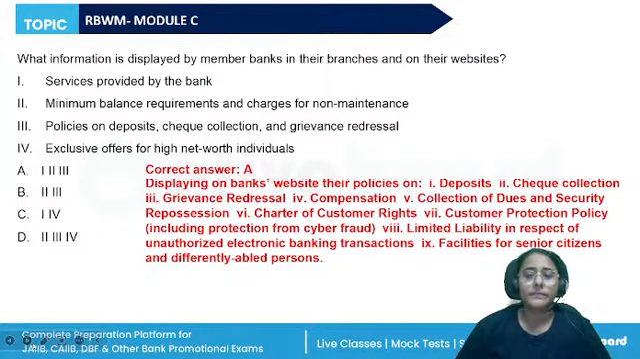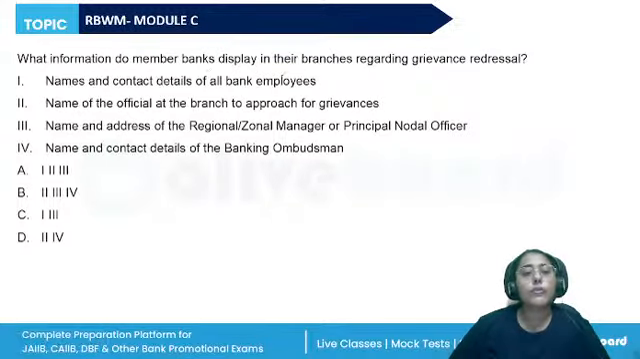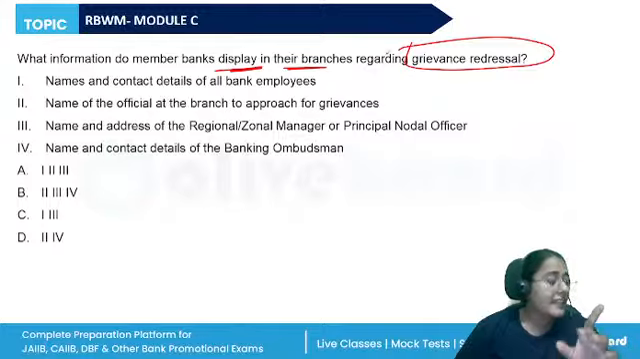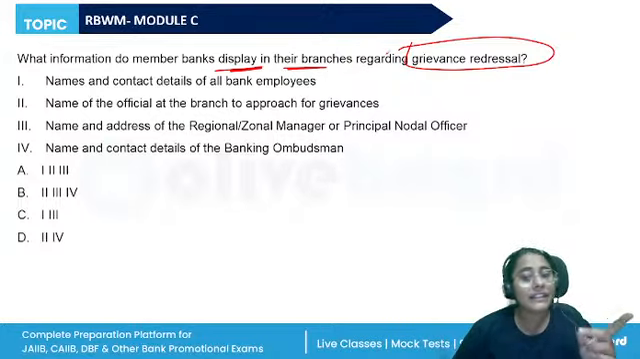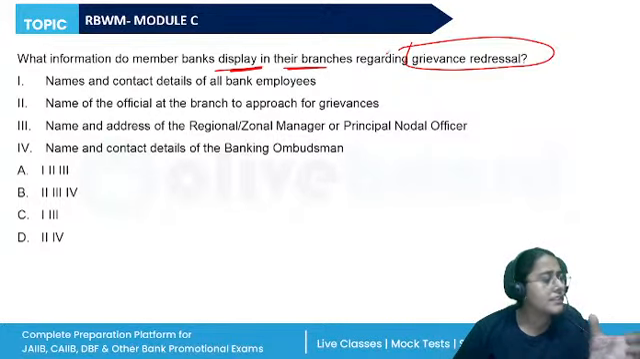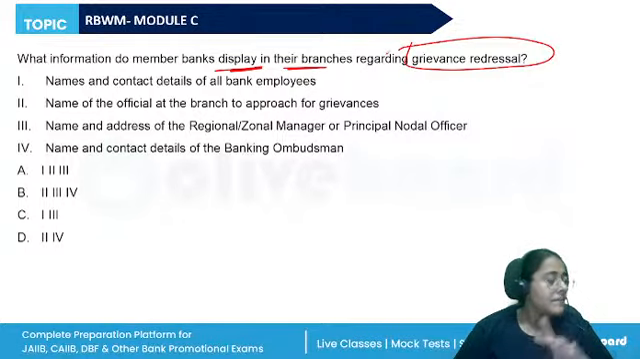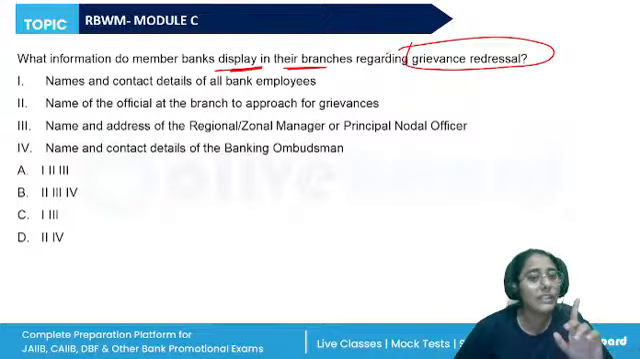All right. What information do member banks display in their branches regarding grievance redressal? This is another right, the right to grievance redressal and compensation. Basically, the banks should deal quickly when things go wrong. Let's say there's a failed ATM transaction, or there have been continuous debits in the customer's account without the customer's fault, and the customer makes a complaint. So the bank should correct their mistakes promptly and compensate them for any financial loss.